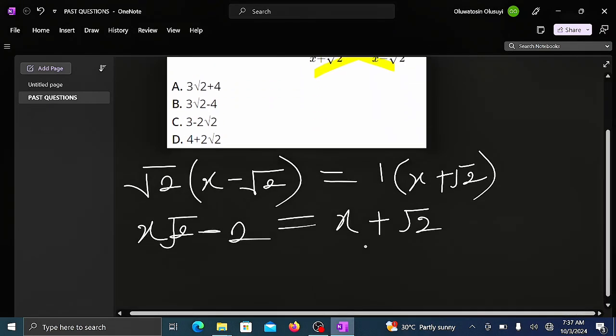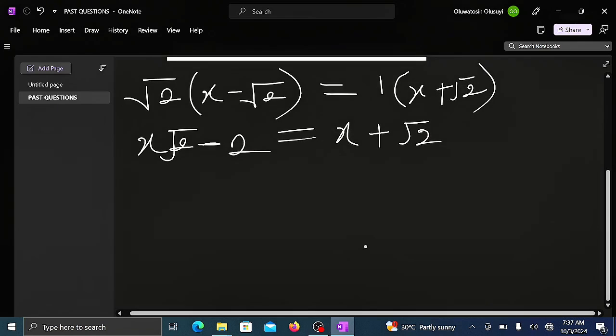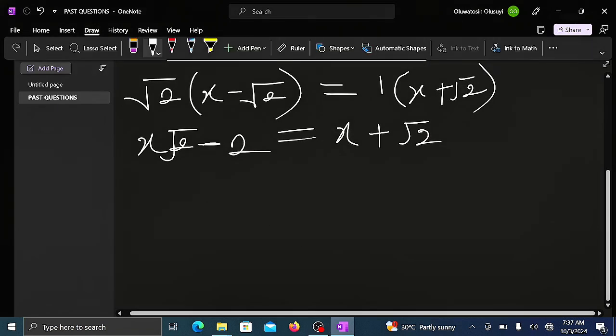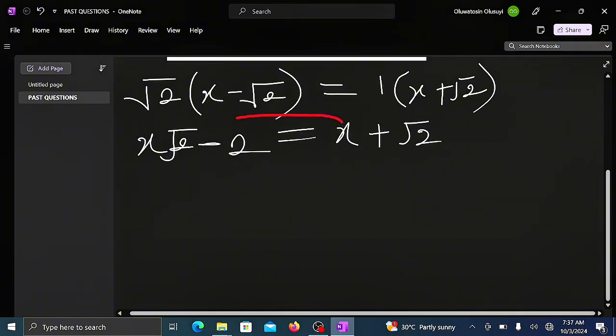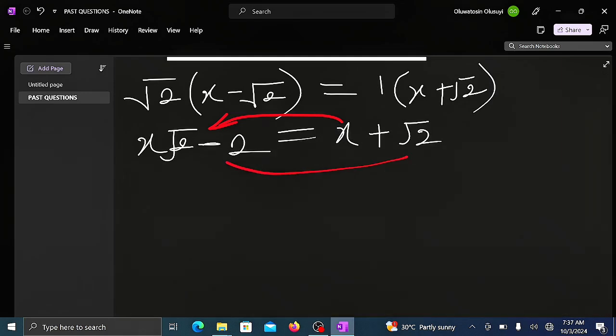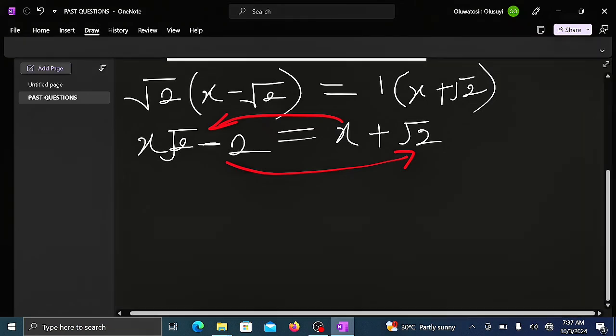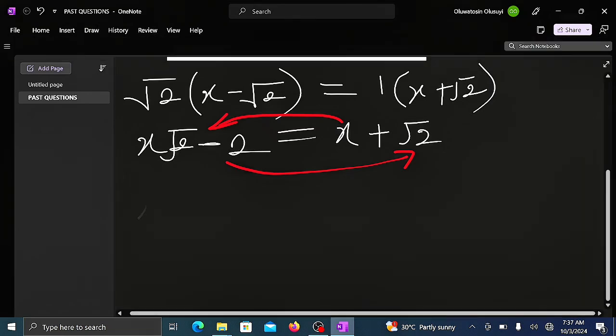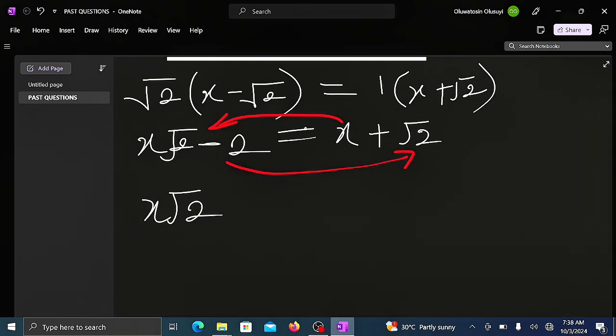So what do we do next? I think it's time to collect like terms. Let's bring our x to the left hand side. Let this x move over here, and let 2 move over here. Do you see that? So let's keep going. Now it will become x root 2, and this x becomes negative x. That is equal to root 2, and the 2 becomes positive.